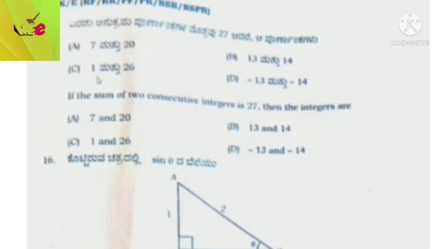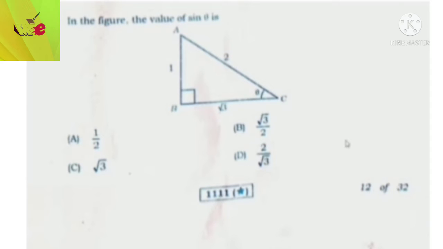15th one: the sum of two consecutive integers is 27, then the integers are... Consecutive means the next terms, so that is 13 and 14. That is option B. 16th one: in the figure, sin theta is the question. Sin theta is opposite by hypotenuse, so that is 1 by 2, option A.